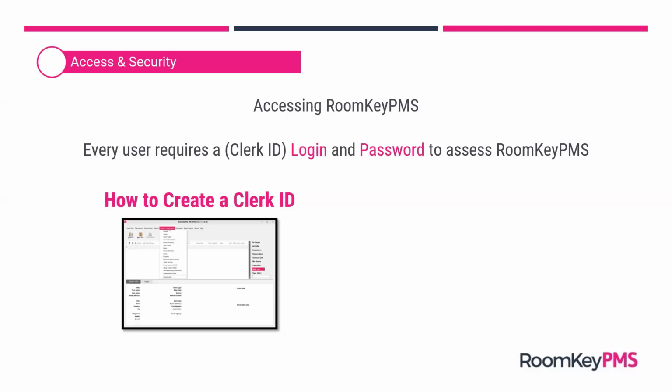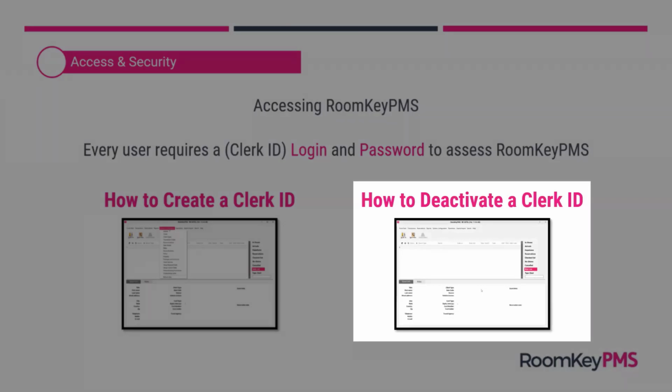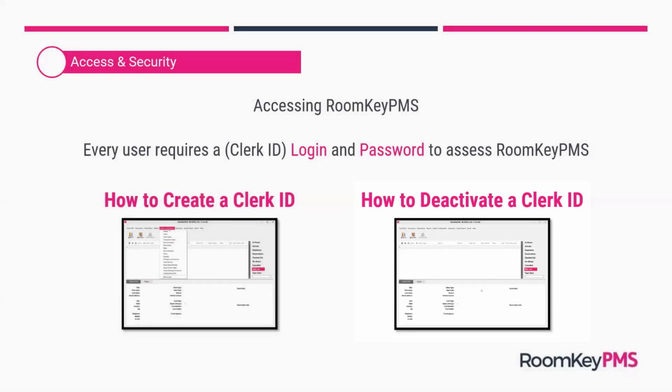Now, if you are taking over a new database or if you are managing your clerks inside RoomKey, if you need to remove a clerk, we do not delete clerk IDs. Instead, in RoomKey, we deactivate a clerk ID. So when you deactivate a clerk ID, it's going to prevent them from logging into RoomKey after the deactivation, but it will not change any historical information or any reporting and activity that that clerk has performed in the database in the past. So it keeps that historical information intact, but does prevent the user from accessing RoomKey moving forward.